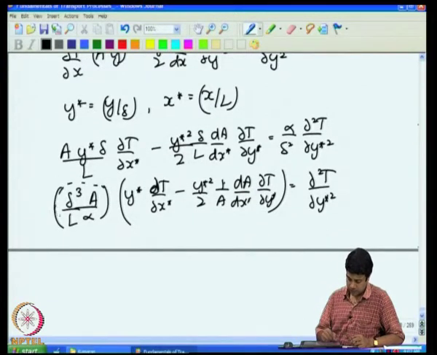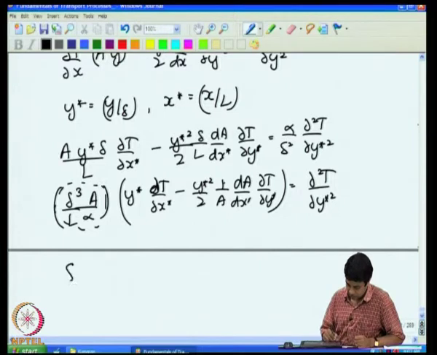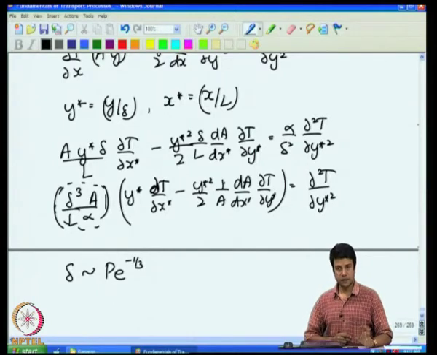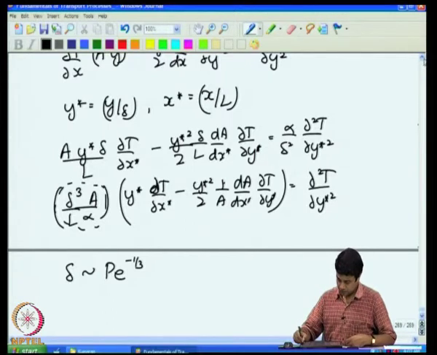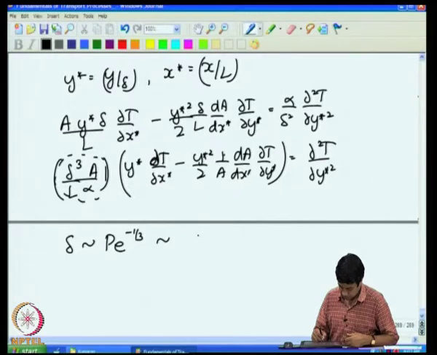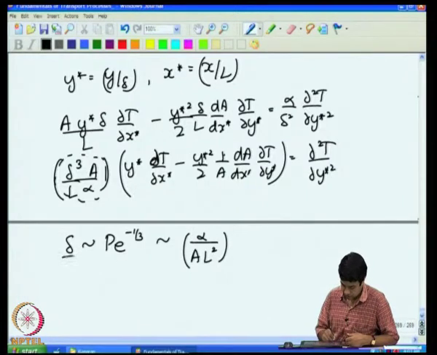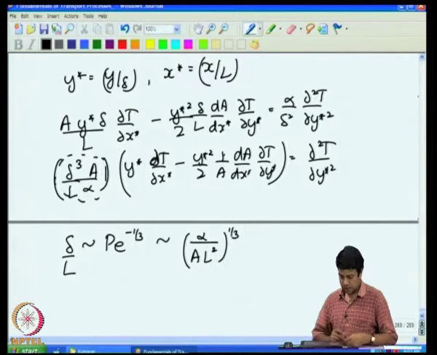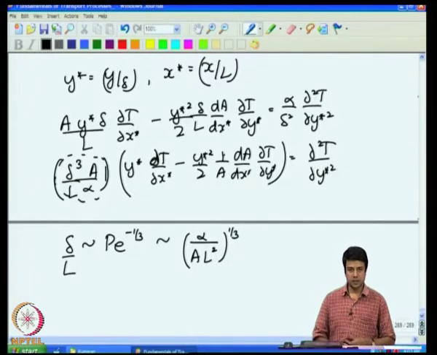And this will straight away give you, because I have a delta cube there, delta goes as Pe power minus 1 by 3. Okay. So, that is a common feature of any flow past a surface with a no slip condition at the surface. If A is a scale for the strain rate, then straight away from this equation I will get delta by L going as alpha by A L square to the power 1/3.